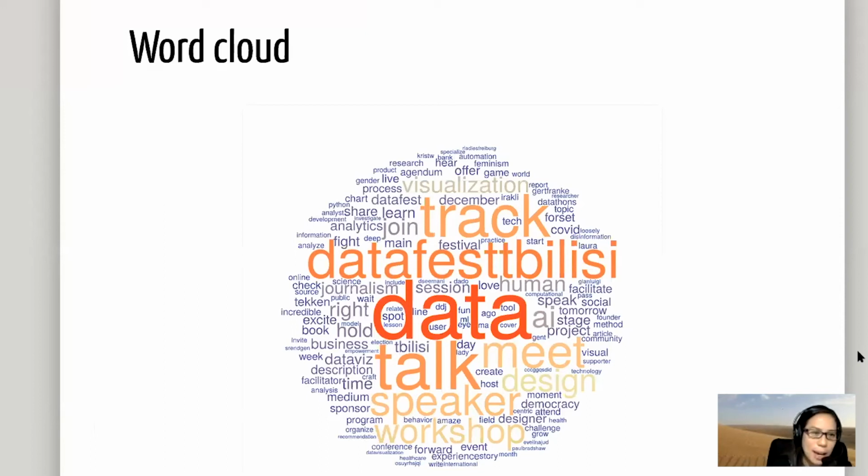So these are the words that were repeated more than 5 times in the tweets. And we see that the word that is highlighted the most is data, then data Tbilisi, talk, track, speaker, meet, design, workshop, visualization. Then you have join, human, AI, journalism, write, hold, Tbilisi, and so on. So these are the words that represent the tweets of DataFest Tbilisi. So now we have our word cloud.